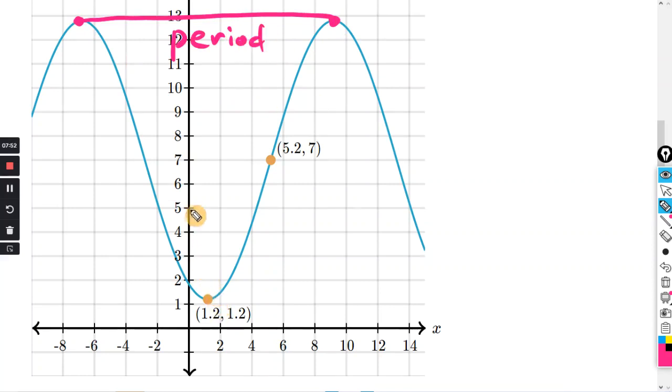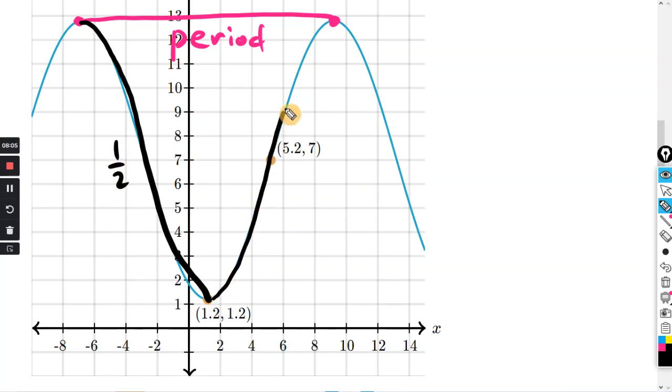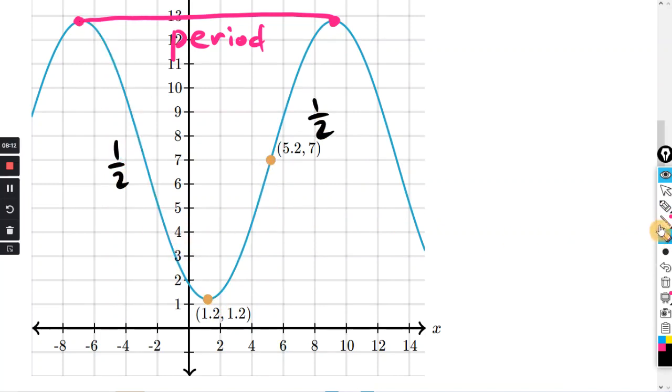Now, I'll do it in a different color. If we went from here to here, from maximum to minimum, that would only be half of the period. Okay, and then if we went from here to here, that would be another half of the period. But that's not what we have here. We only have the distance from here to here. Okay, and that horizontal distance from here to here, that is only 1/4 of the period.